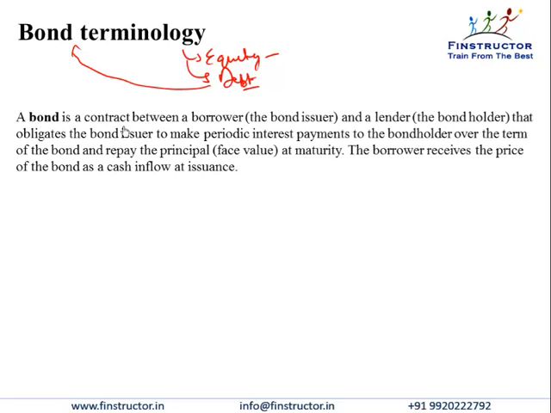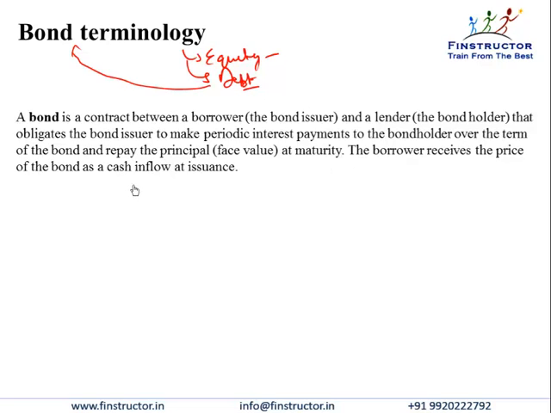So a bond is a contract between a borrower and a lender that obligates the bond issuer to make periodic interest payments to the bondholder over the term of the bond and repay the principal, also known as the face value or par value, at maturity. The borrower in turn receives the price of the bond as a cash inflow at issuance. So we receive some cash inflow and then we make promised repayments up till maturity.